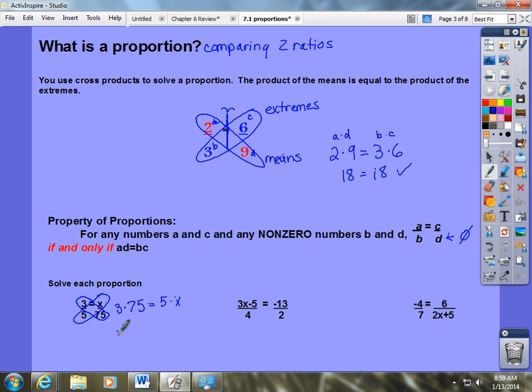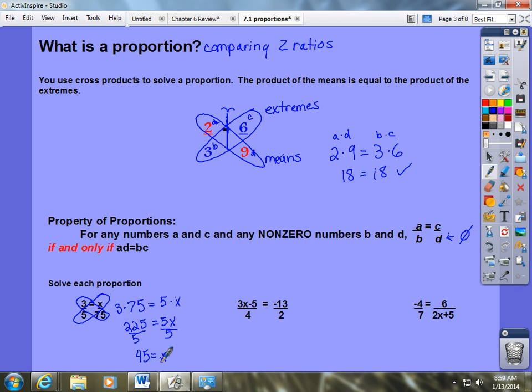Sorry, 300. I was doing it times 5. I meant 75 times 3. This is 225 equals 5x. Divide by 5. Divide by 5. I get 45. So my x is 45.